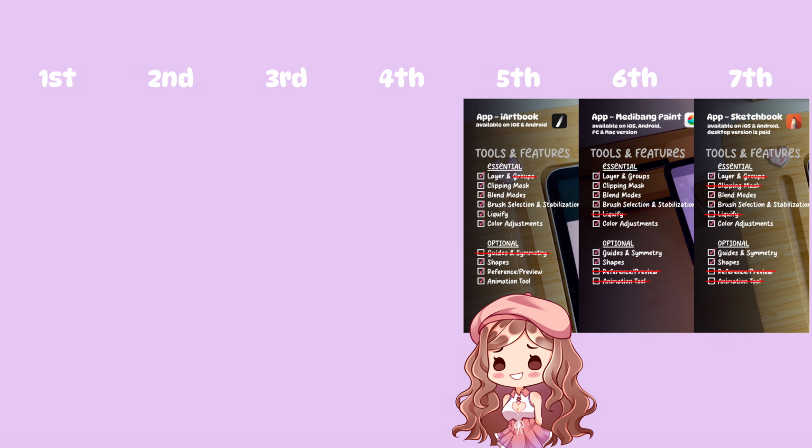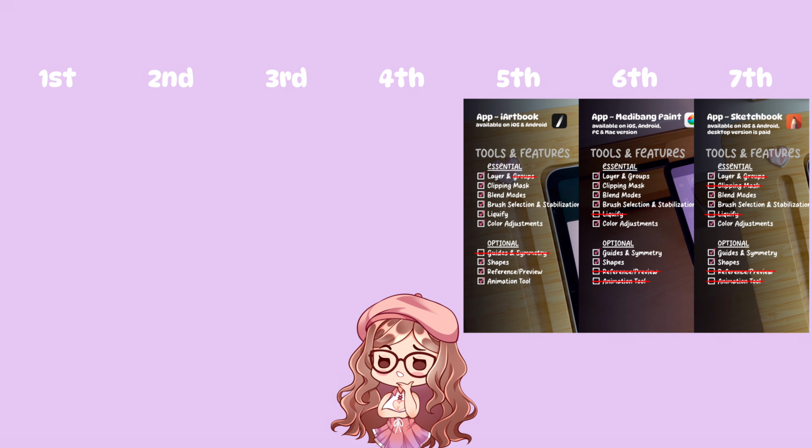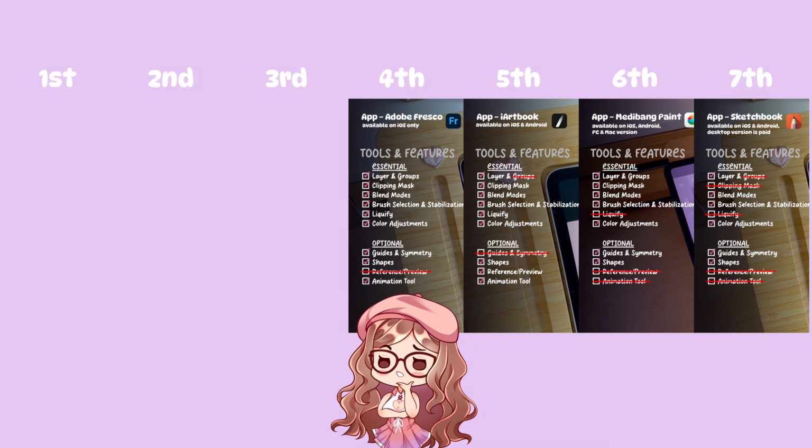The only thing really missing from this one is the grouping of layers, which you can only get if you unlock or buy the app. And it may seem like a small thing, but for someone like me that works with a lot of layers most of the time, organizing my layers into folders is definitely essential. Fourth is Fresco, because I don't like that it's only available on the iPad. If it was available for Android users as well, this would definitely be a bit higher in my ranking.